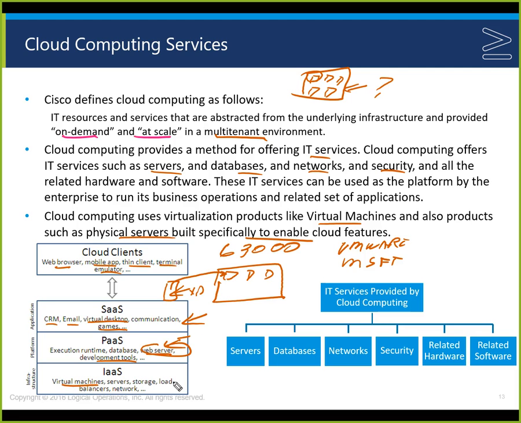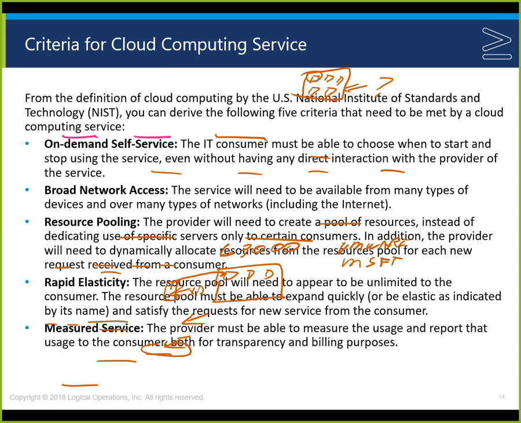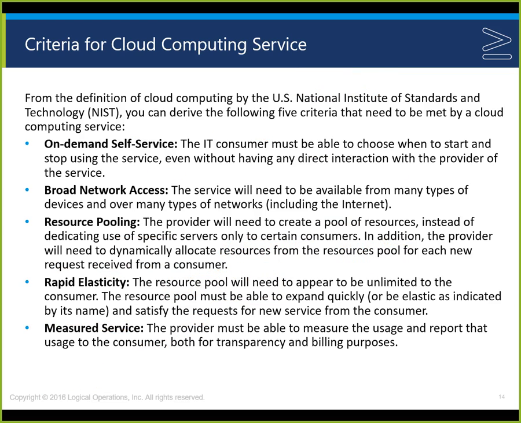If you go back and look at these providers, they'll go as far as providing for you as much as you think that you need or want from them. So these are the things that it's got to be, from the definition of the U.S. Institute for Standards, NIST: on-demand self-service, being able to choose when to start and stop using the service even without having a direct interaction with the provider. So it's saying that we can order it up and cancel it on the internet.